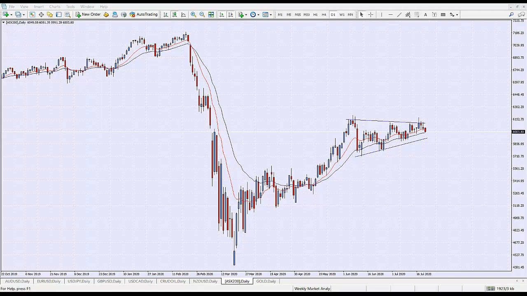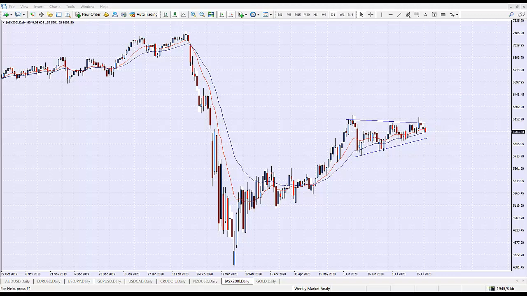Let's see if we can push away from this converging area, come back into the support, look for the reversal, and take the trade in the long direction. So it goes like this, comes back, reverses, confirmation, and then bang, we take it like that.